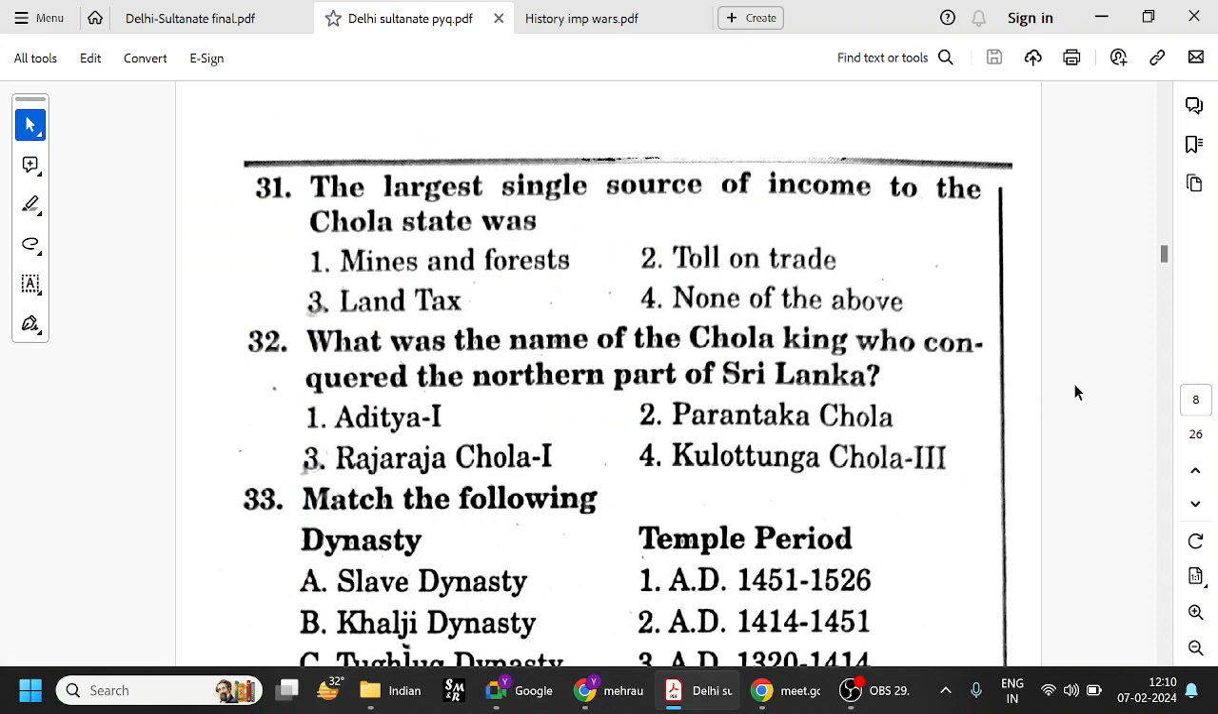So let us continue with questions on Delhi Sultanate. Okay, so the largest single source of income to the Chola state was land tax. A couple of questions from Chola are also there, no problem. What is the name of the Chola king who conquered the northern part of Sri Lanka? We've already seen Rajaraja Chola. Rajaraja Chola was the elder person. Rajendra Chola is the son of Rajaraja Chola.